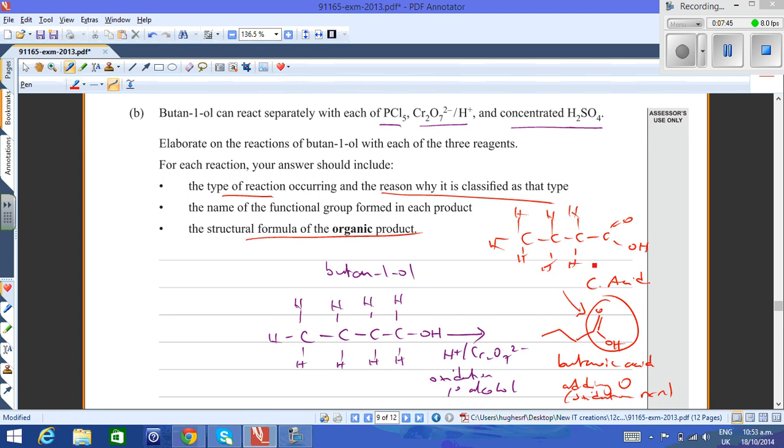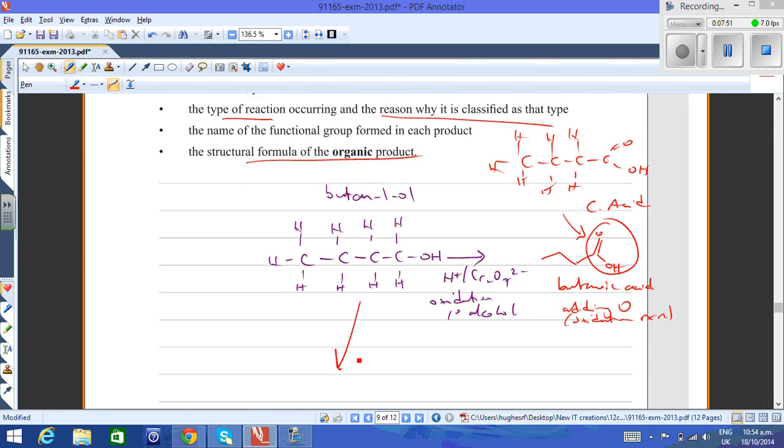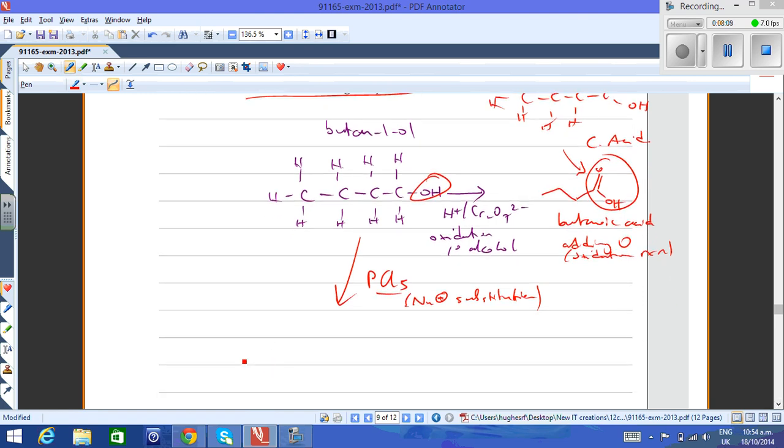Okay. The next one we want to take a look at is what happens when you react it with PCl5. Well, we've just been talking about nucleophilic substitution in the first part of the question. So this is another nucleophilic substitution reaction. In this case, the OH group is being substituted for a chlorine. The product is going to be as follows. So it's a 4-carbon haloalkane, and the chlorine is now substituted for the hydroxy group.